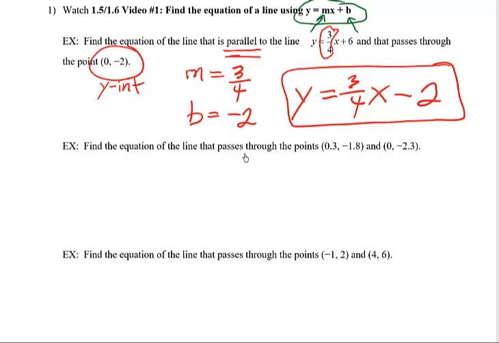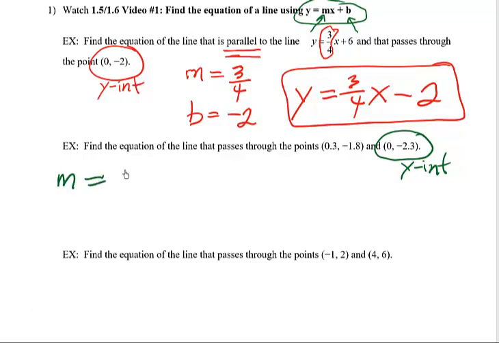Look at the second example. Maybe not quite as easy, but still pretty nice. I'm trying to find the equation of a line. This time I'm simply given 2 points that are on the line. And what you want to stand out to you is this point right here, because again, it's got a 0 in the x position. So this is, once again, the y-intercept. That's great. So if I can just find the slope, then I'll be able to write the equation of the line. Well, they didn't hand it to me.